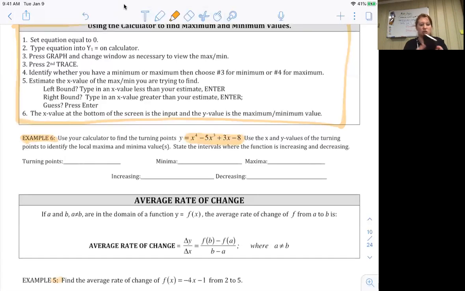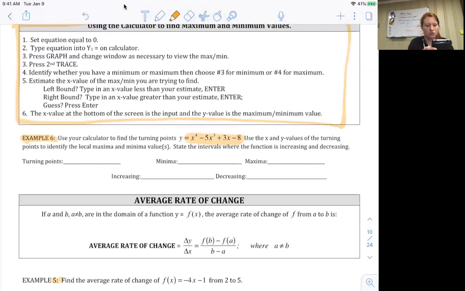So pause me if you need to type that in. You want to practice that. So I've got it completely typed in. And we're going to find some turning points, minimums, maximums, where it's increasing and where it's decreasing, okay? So first thing I'm going to do, I'm going to press graph, and I'm going to see what shows up. I don't know what my settings are on right now. Notice I can't see my entire graph at all. See, the bottom part is missing here.